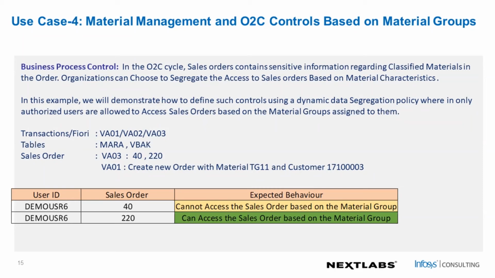Right. So in this scenario, we're going to see how we can control the information in sales orders in the SAP ERP system, right? So if you see here, I'm going to be controlling the sales orders based on the material groups to which the users are associated, right? So here, effectively, this is data segregation, and by virtue of the data segregation in the system, the user is not allowed to create a new sales order with a material whose material group is not associated with the user, right?